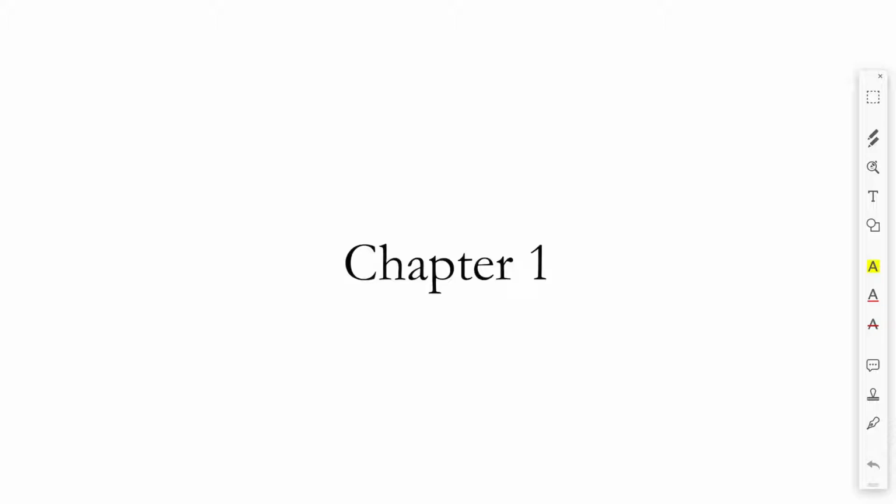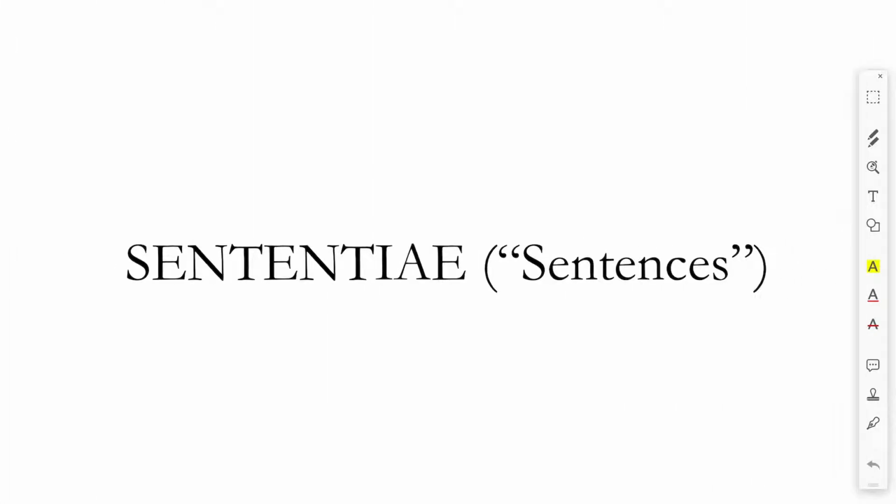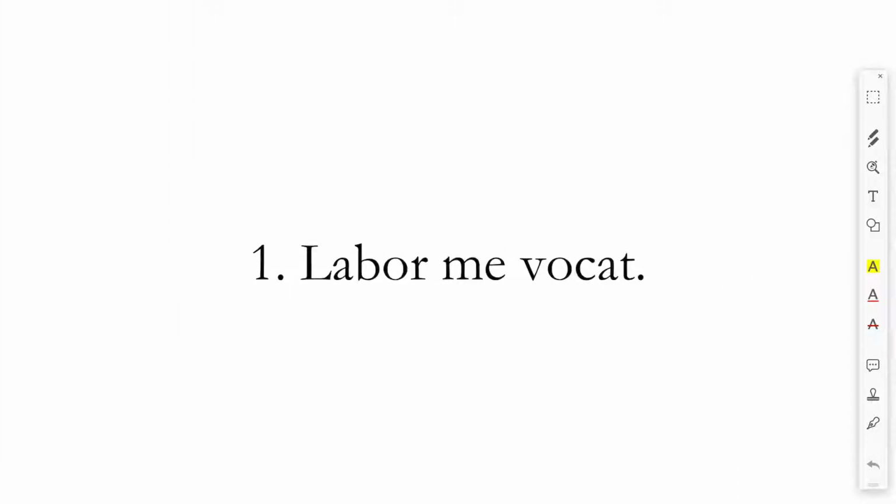And let's begin with chapter 1. The sententiae, the Latin word for sentences. Labor me vocat. Labor me vocat. Throughout the entire course, I will be underlining the subject once and the verb twice. And in Latin, regularly, very often, the verb is going to be at the end.